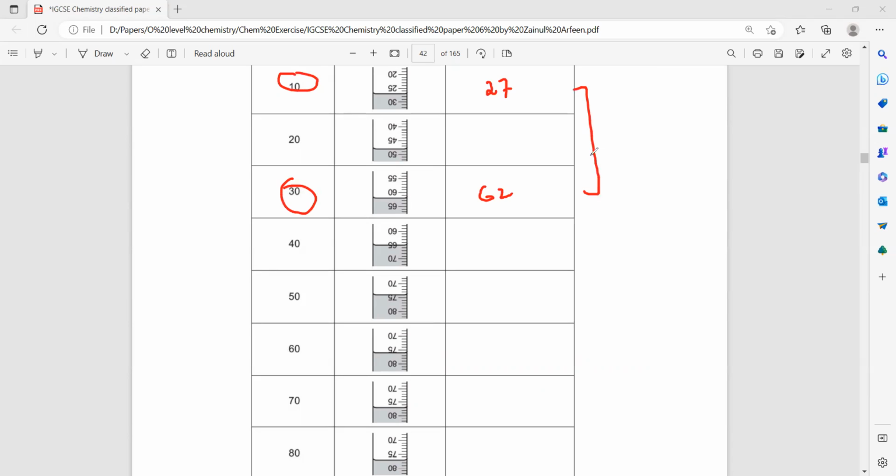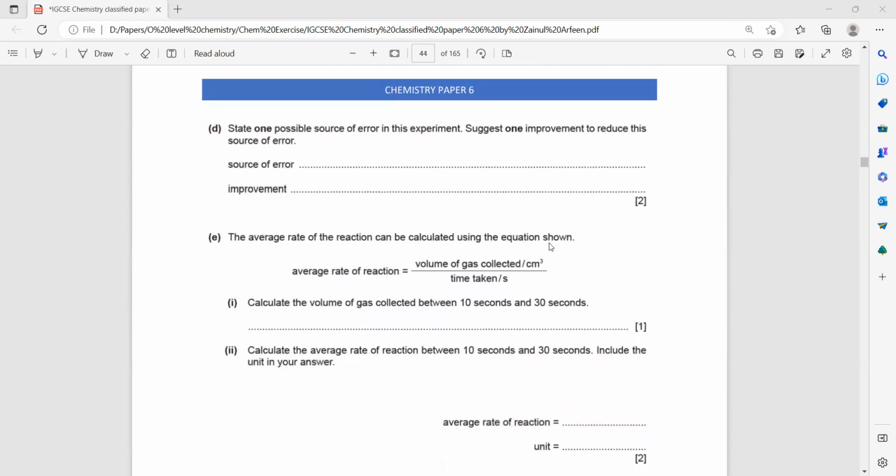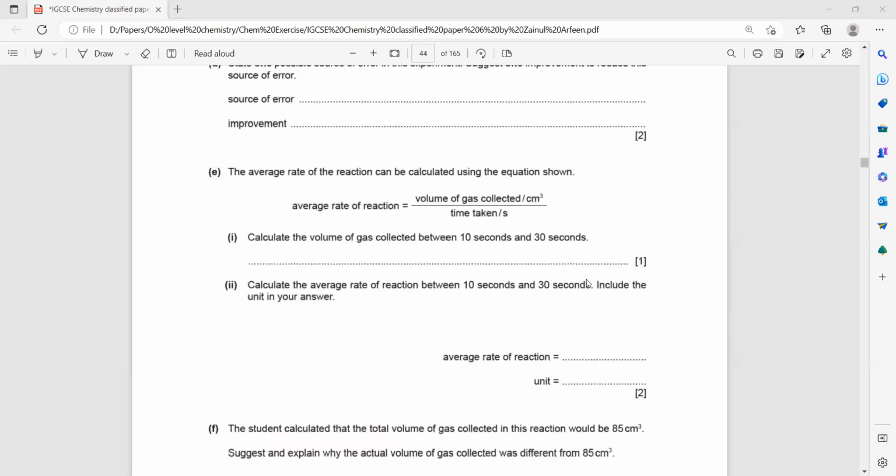So how much difference is there? 62 minus 27, which is 35. So that will be 35 cm cube. So 35 cm cube of gas is collected. So we'll write 35.